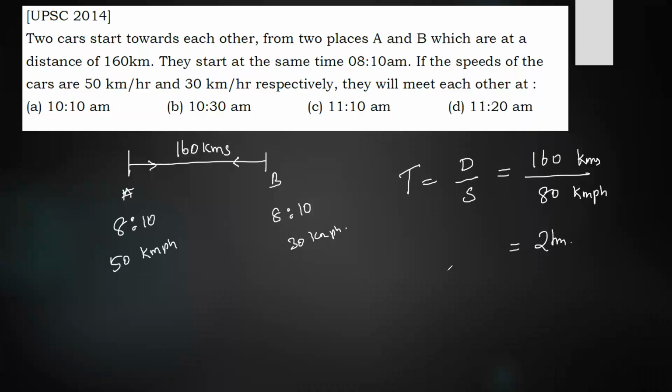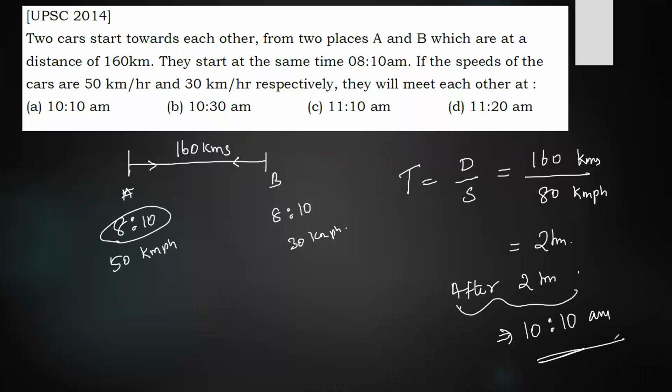So time, what is the time formula? Distance by speed. Distance is 160 km. Relative speeds: they are coming in opposite directions, right? Just add the speeds. If you add the speeds, you will get 80. So 160 by 80, you will get 2 hours. So after 2 hours, they will meet. The question started at 8:10, right? So after 2 hours, this implies 10:10. At 10:10 a.m. they will meet each other.